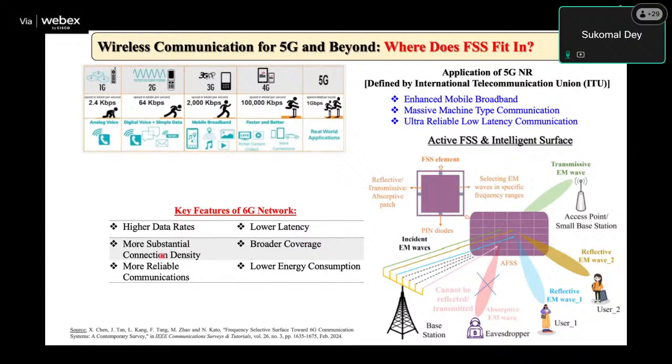Now, all of this you can achieve, but the important thing is the lower energy consumption, right? Whenever you are applying many active elements or many PIN diodes or something like that, obviously you are loading the surface a lot. Whenever you are loading the surface with lots of other components, obviously your power or energy consumption will be a challenging issue. So how to mitigate such things? That could be a question mark.